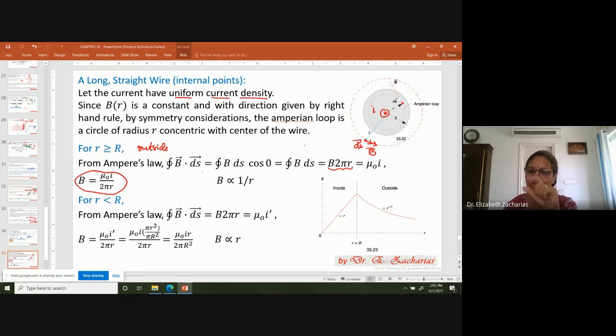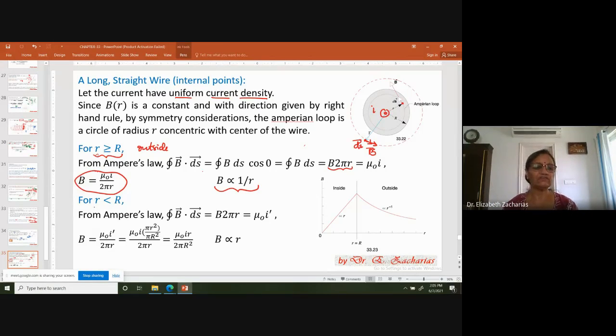Here we said r is the distance. r is a variable. You can take any distance outside. The only thing is small r is greater than or equal to capital R. That means outside the wire, you take a point outside, the magnetic field is inversely proportional to the distance. As you move away from the current wire, the magnetic field is falling off.